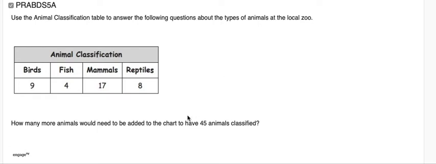Another way to figure out how many would be 45 minus 38. You could also count up in your head if you knew that 38 to 40 is 2, and then from 40 to 45 is 5. You add the 5 and the 2, 5, 6, 7. So 7 more animals would get us to 45.